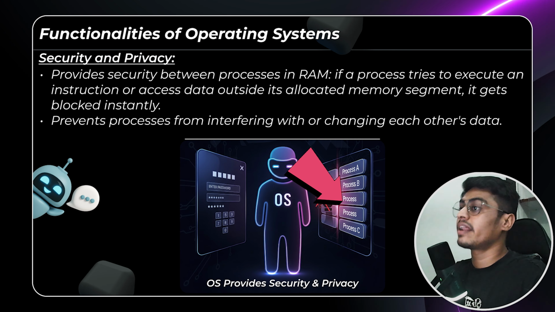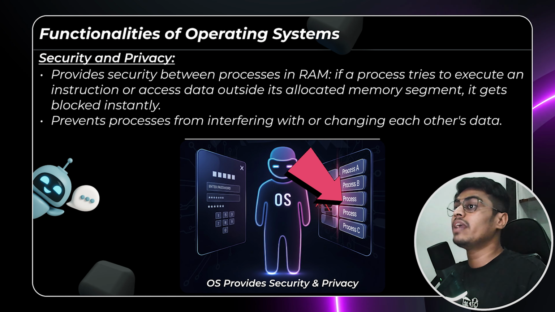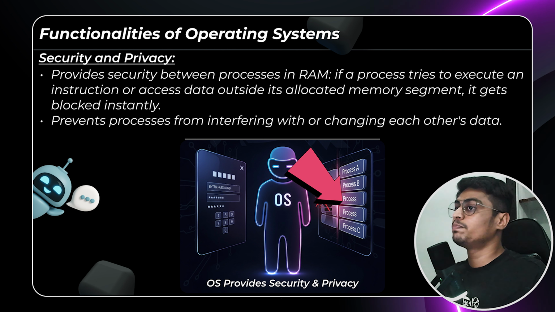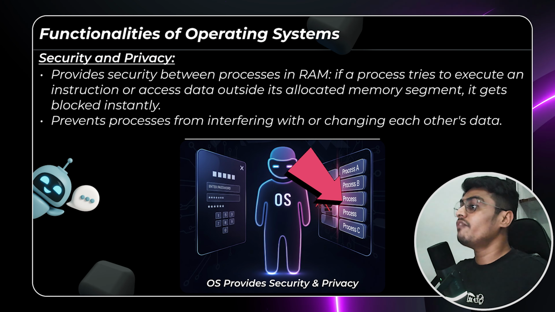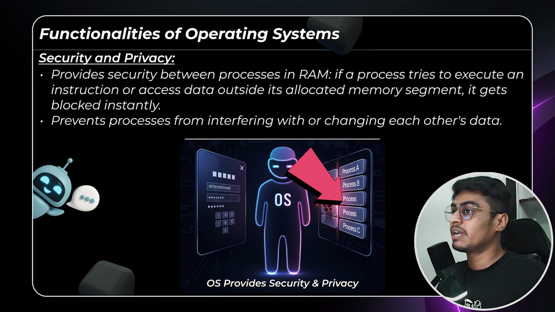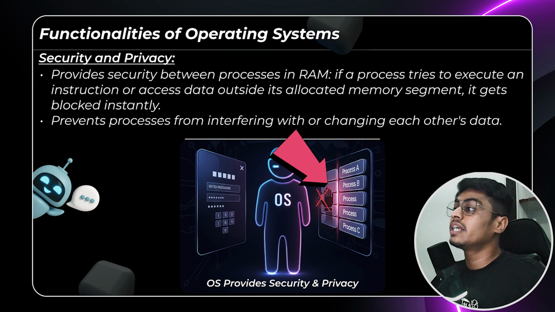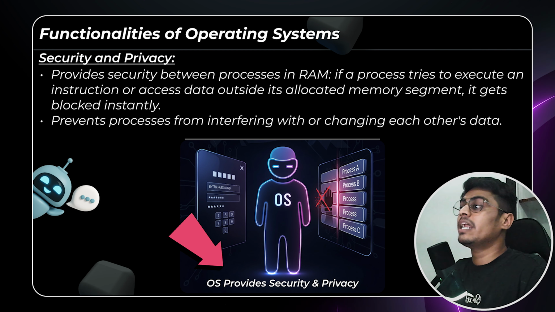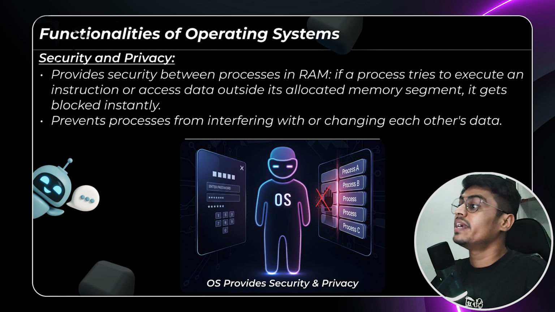Other than this, in the RAM, as I told before, when we execute a process, it gets a portion in the RAM. Like it got a memory allocation 0 to 100, and another process P2 got memory allocation 101 to 200. If any process calls or executes any instruction outside the given segment, then that process gets blocked instantly. It's providing security between the processes, so that no process can interfere or change each other's data. So security and privacy is also provided by the operating system.